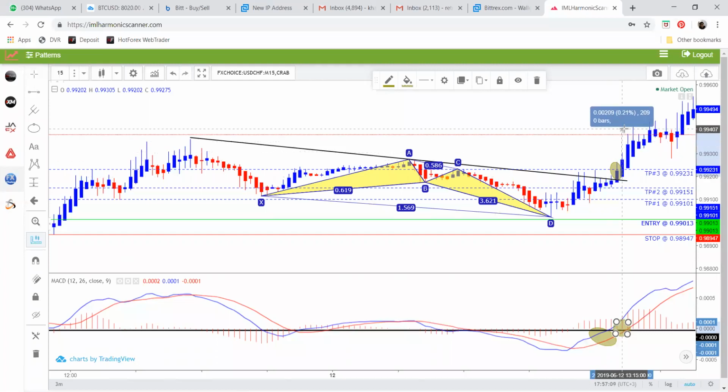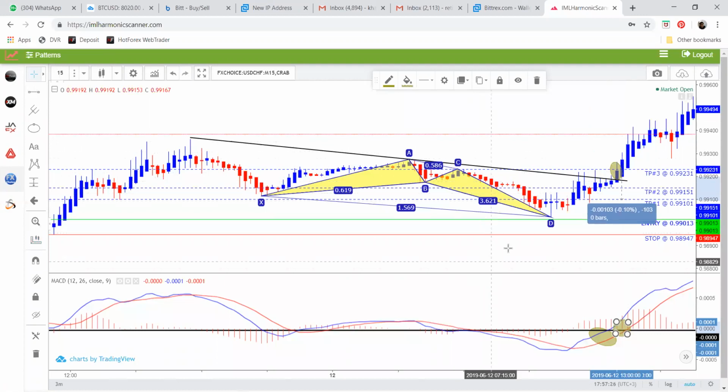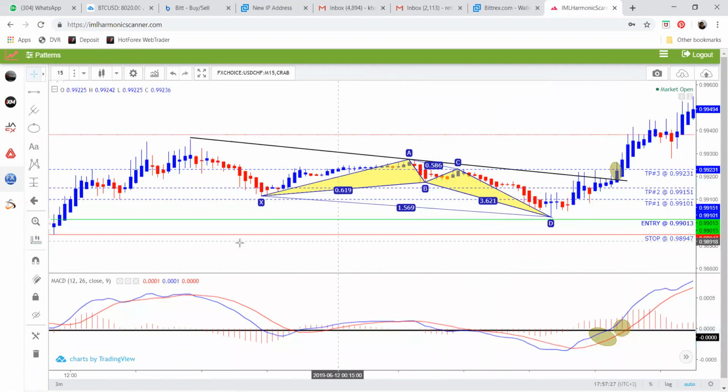10 pips would have put us right here. 20 pips would have put us right here. Stop loss would have been 10 pips right here, and you're good to go. Voila. Very simple stuff. So we got those confirmations, and we can definitely go in for the trade.